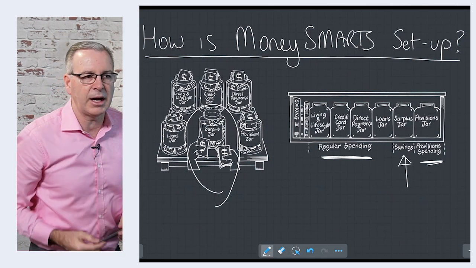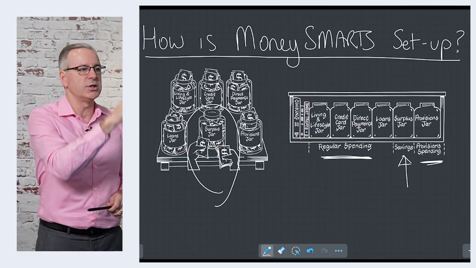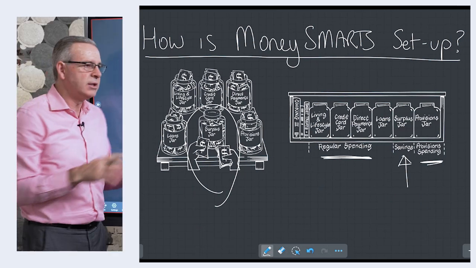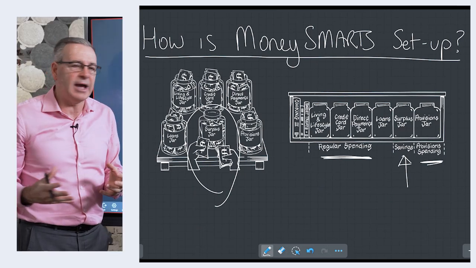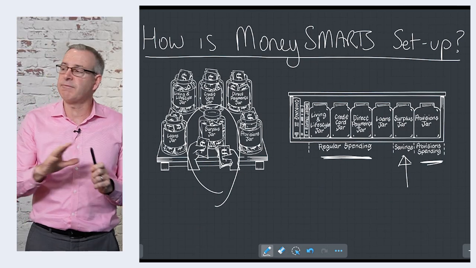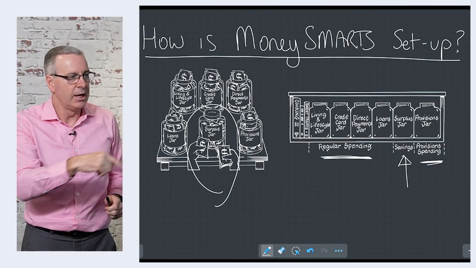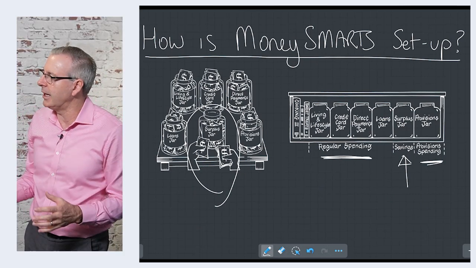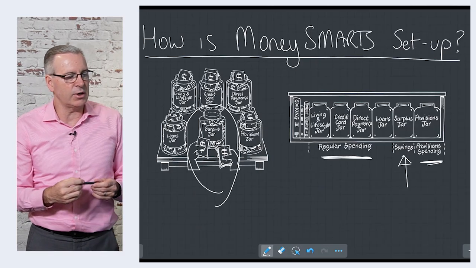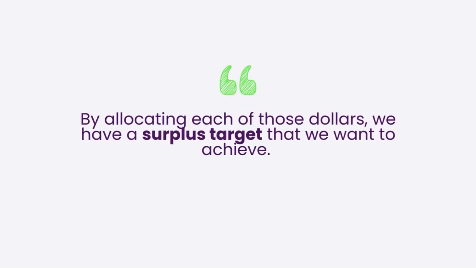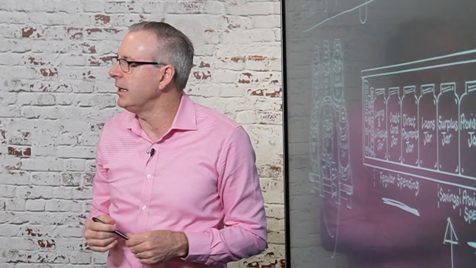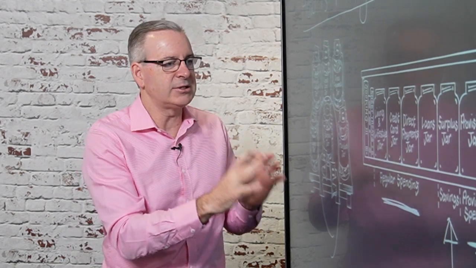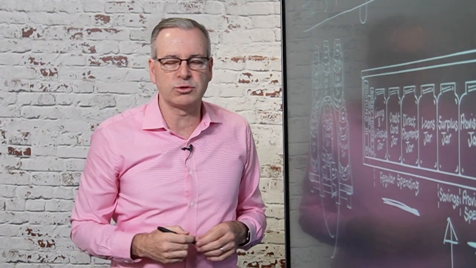So when you think about that, you're thinking about, well, once I've allocated that, and remember the other system, which was a zero-based budgeting system, we've taken the best of that feature there by sort of saying, if we're planning out our 12-month period, every dollar has been allocated. And so by allocating each of those dollars, we have a surplus target that we want to achieve. So as money's coming in and money's going out, hopefully we're trapping that money in that surplus jar. And that is pretty much the focus on what we're trying to do here.